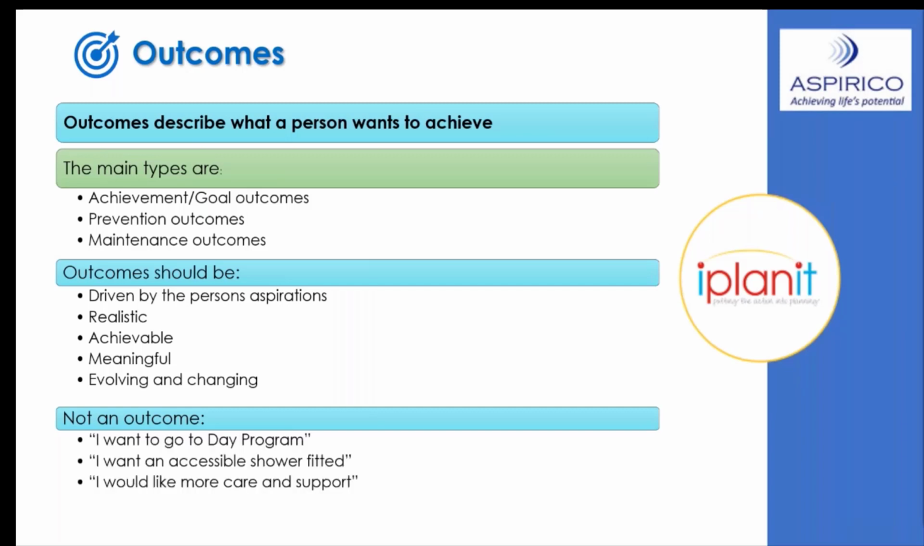What we sometimes fall into the trap of is identifying outcomes that are incorrect. Things such as, "I want to go to day program." That's not an outcome. That's part of planning and support planning. "I want an accessible shower fitted." That is part of a service. "I would like more care and support." That is a request, not an outcome. We need to ensure that we base it around what the person wants to achieve or what they aspire to.